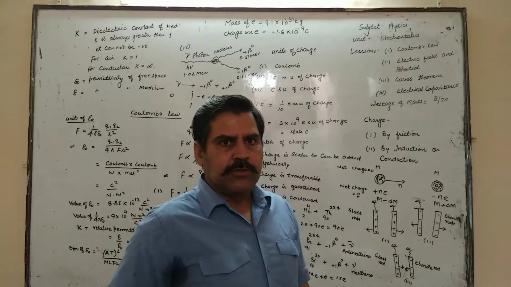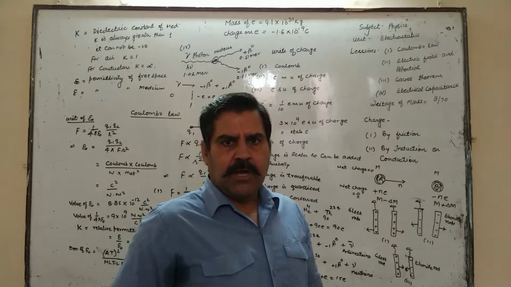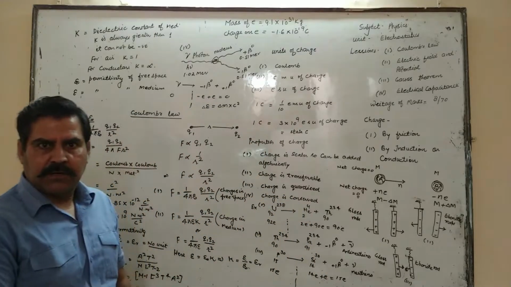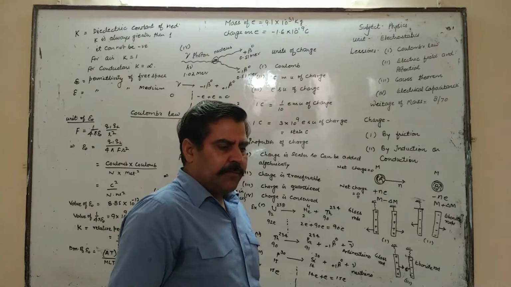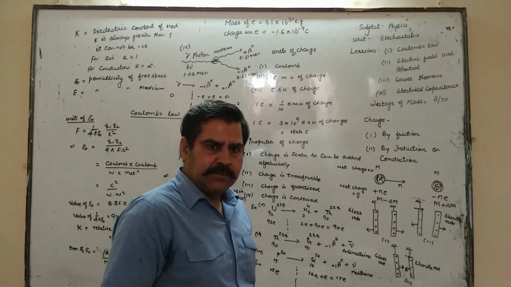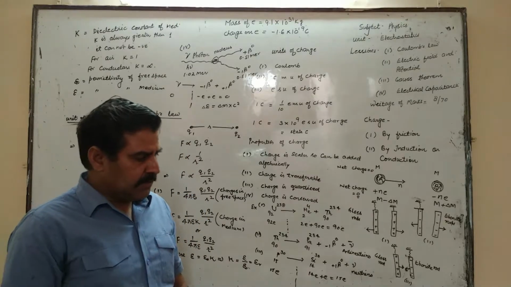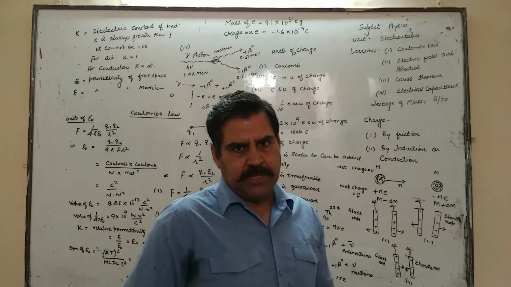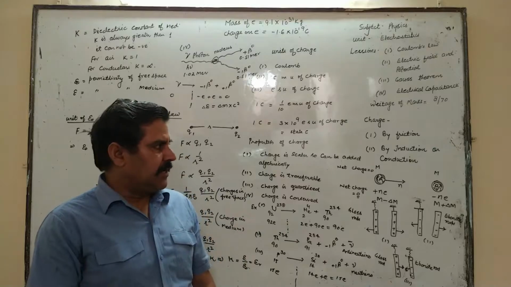Charge can be produced in 2 ways. Number 1, by friction. Number 2, by induction or conduction. In friction, when we rub 2 materials, then the charge developed is called frictional charge, and that charge developed remains static, so it is called static charge.